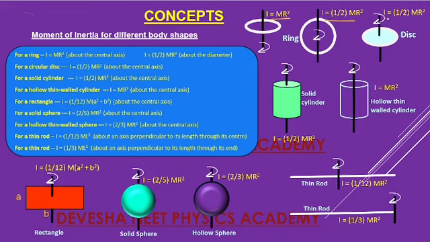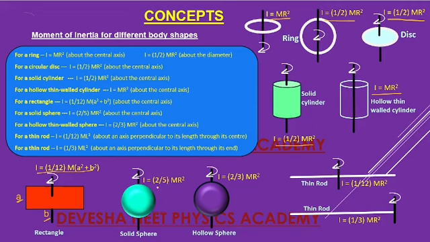In case of a circular disc, it is half mr square, where the axis is perpendicular to the disc. For a solid cylinder, if the axis is perpendicular like this, it is half mr square. For a hollow, thin-walled cylinder, I is equal to mr square. If you have a thin rectangular plate, I is equal to 1 by 12 m (a square plus b square), where a is the breadth and b is the length.